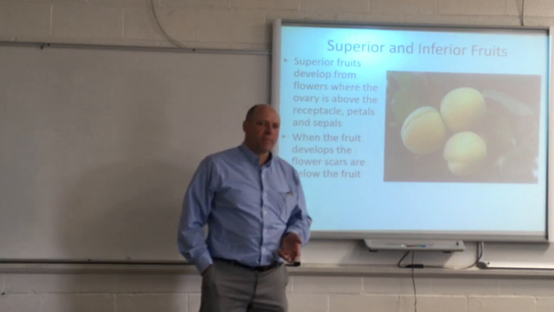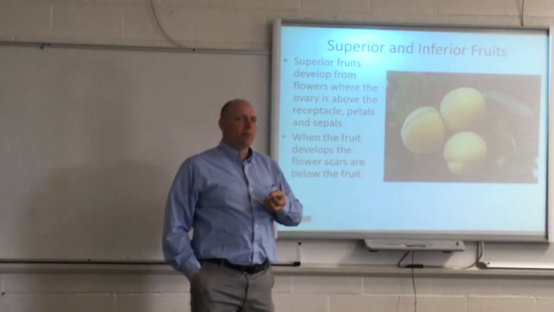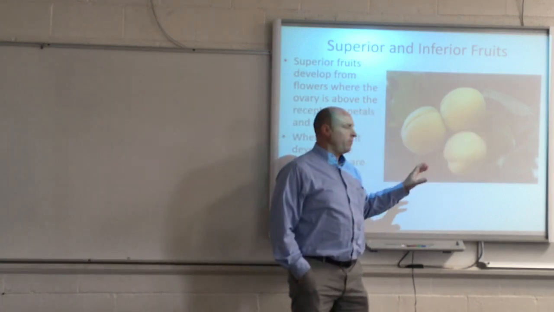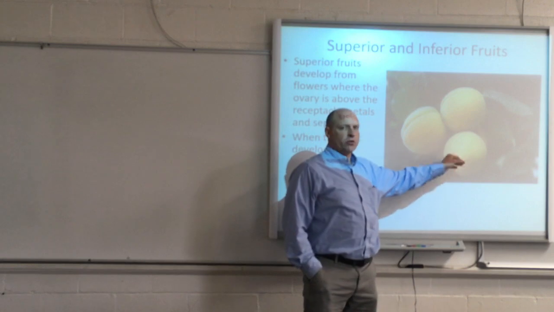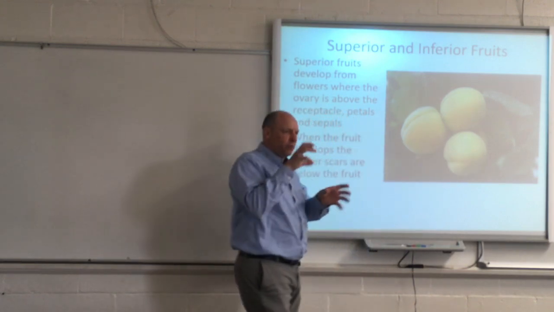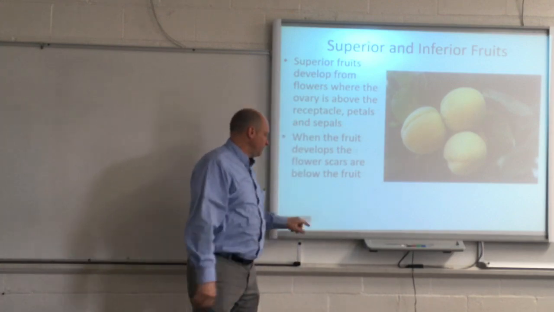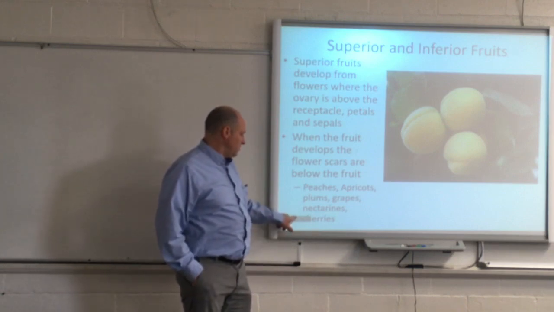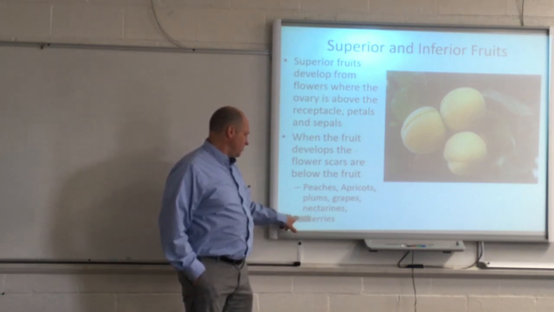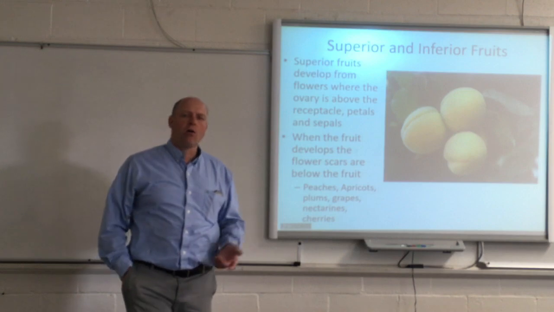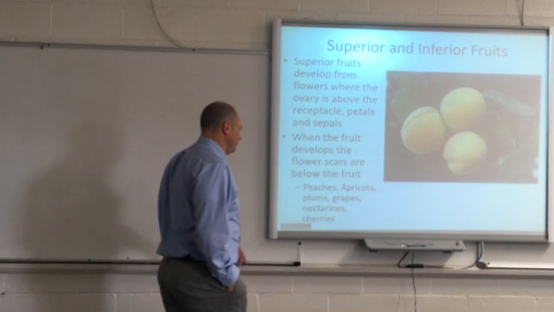So what's a flower scar? A flower scar is where the sepals and the petals were attached. And if I pull a peach off, I won't be able to see any flower scars on its opposite side. The flower scars are tucked up inside where the fruit is attached onto the stem. Peaches, apricots, plums, grapes, nectarines, cherries, and there's a whole bunch more, are all considered superior fruits.